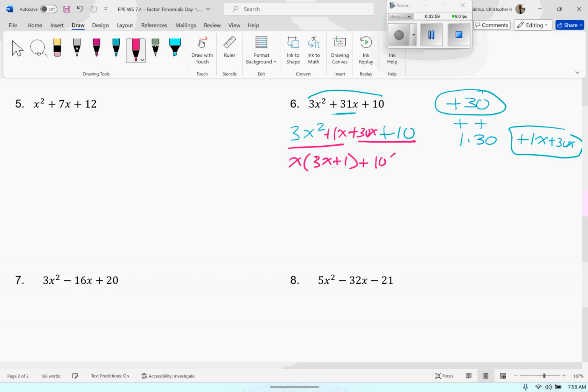I'm going to factor a 10 out, and that's going to leave me 3x plus 1. These are the same. That's what you want. In the other parenthesis, put the rest of your stuff right there.